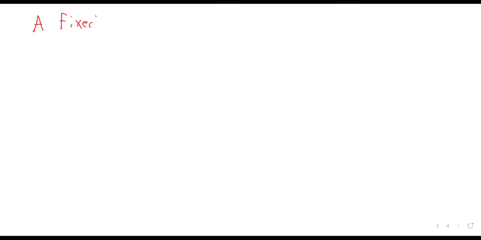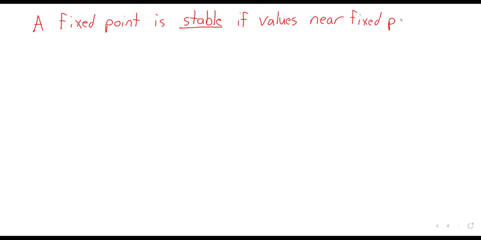A fixed point is called stable if values near the fixed point remain near the fixed point. And there are ways to fancy that definition up. If you've taken Mr. Vogel's analysis class, you can define this very formally in terms of epsilons and deltas, but no need, I think, for that. We'll understand this kind of informally.